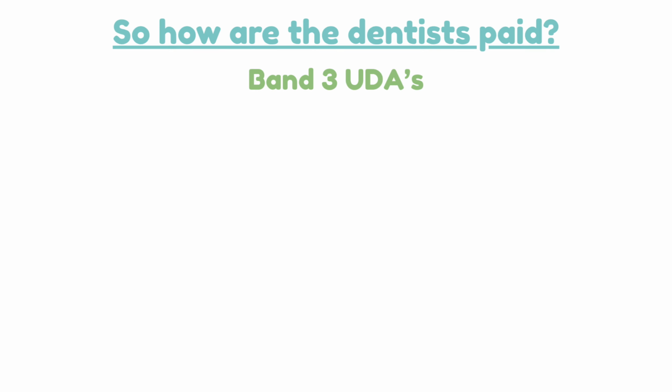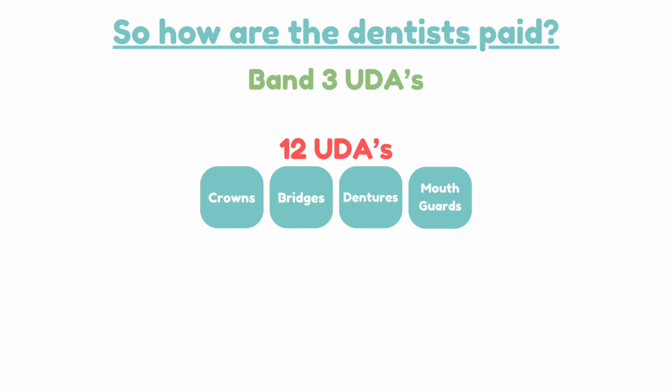UDAs. Now for band 3 UDAs, it's quite an easy one to remember. It's always 12 UDAs, so no matter if it's a crown, bridge, denture or mouth guard, no matter if the patient needs 2 crowns, 3 crowns, 2 bridges, 2 dentures, it will always be 12 UDAs for each course of treatment opened by the dentist.